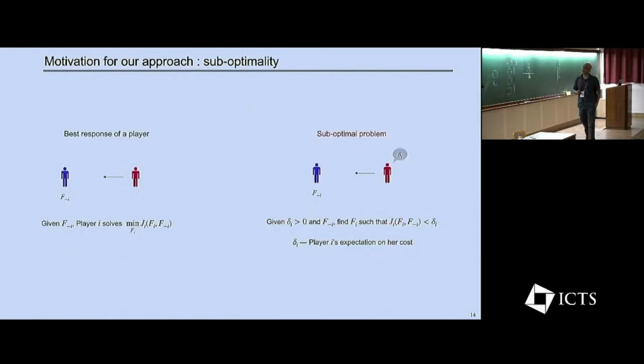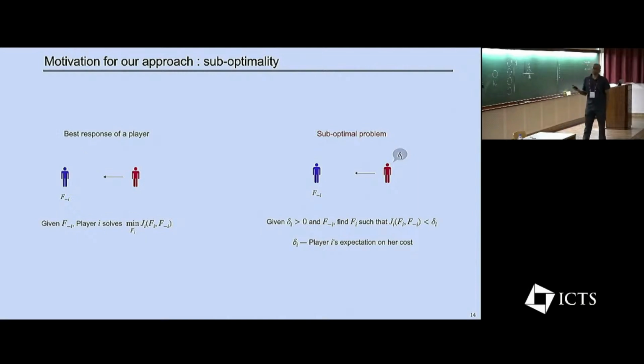Okay, so our motivation here is the suboptimality approach. In a Nash equilibrium, everyone gives a best response to each other. That is, player I gives a best response if the opponent's strategy is f minus I: player I solves this minimization problem in a Nash equilibrium, and every player does that.